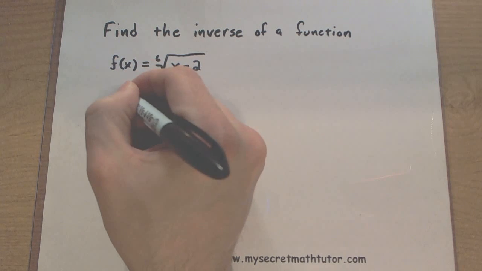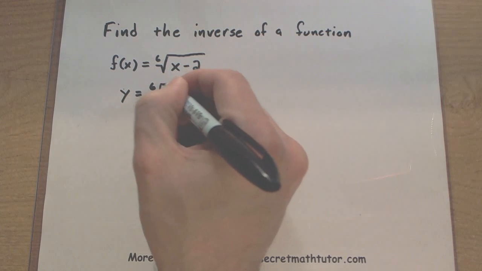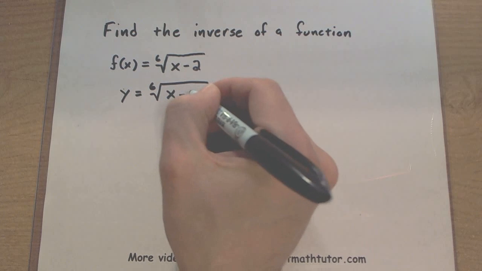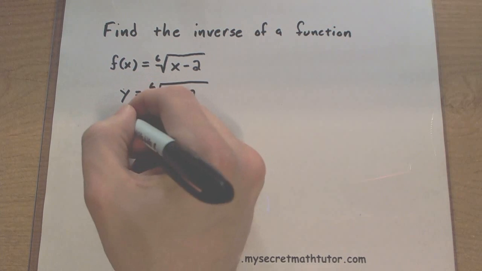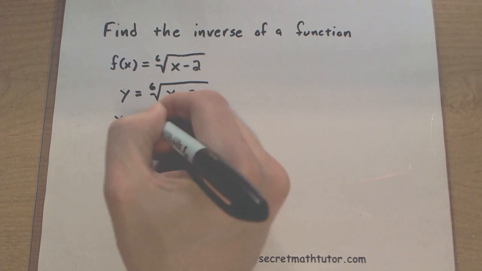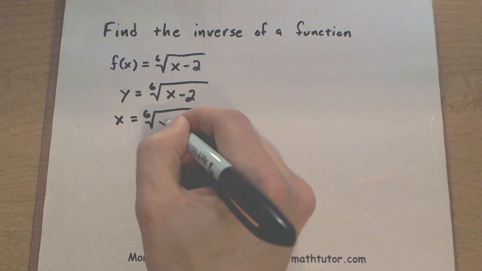So first, let's swap out the function notation with just a y. Not a whole lot has changed just yet. Now we're going to swap the roles of x and y. So wherever you see a y, put in an x. Wherever you see an x, put in a y.